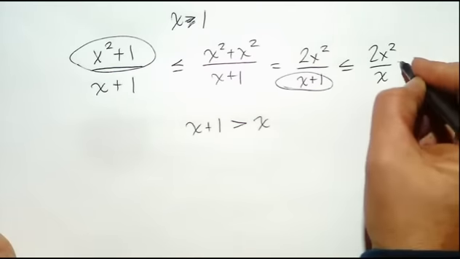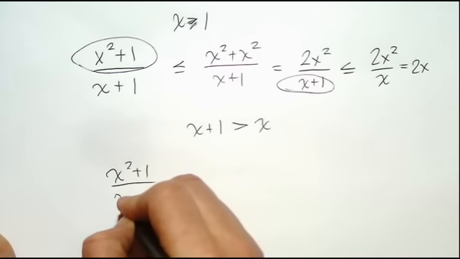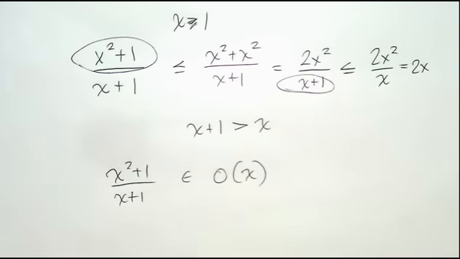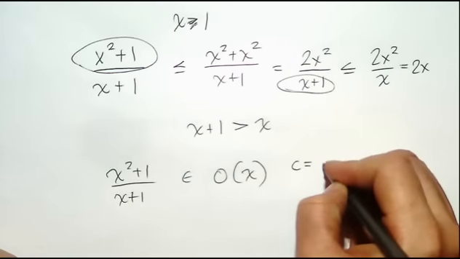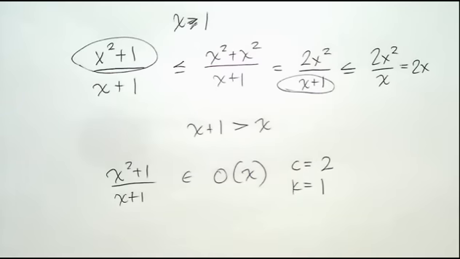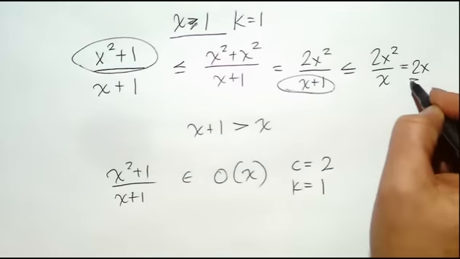So now we can actually say that this is equal to 2x. So x squared plus 1 over x plus 1 is in big O of x. And we've actually just proven that, because every single one of these was a valid less than or equal to. And you should be able to tell me what C and K are when you're done with this. And they should show somewhere. So here I have my K, and here I have my C.